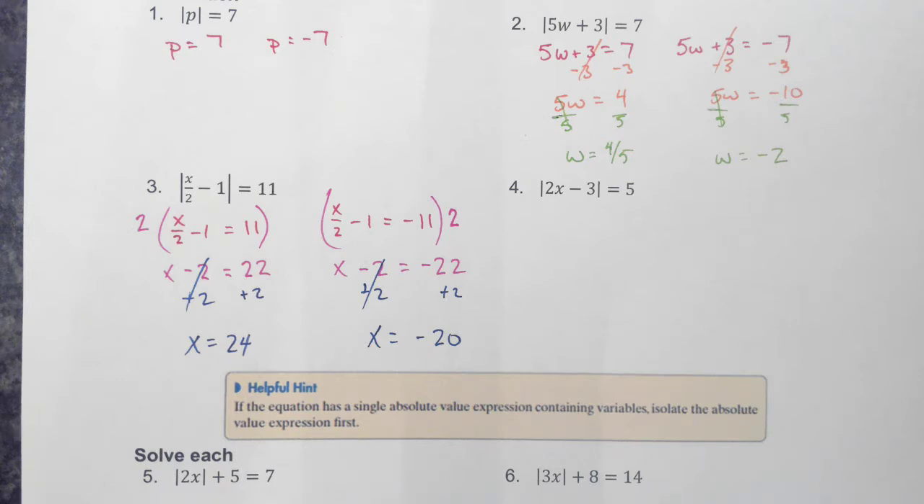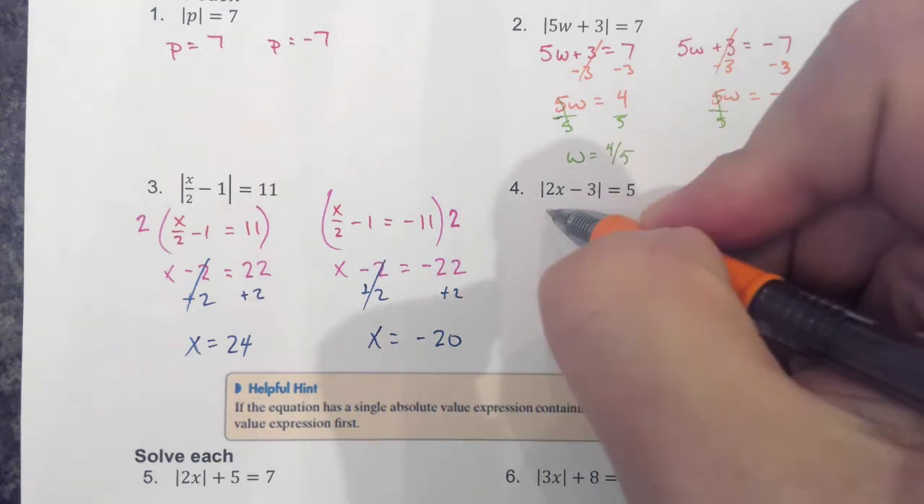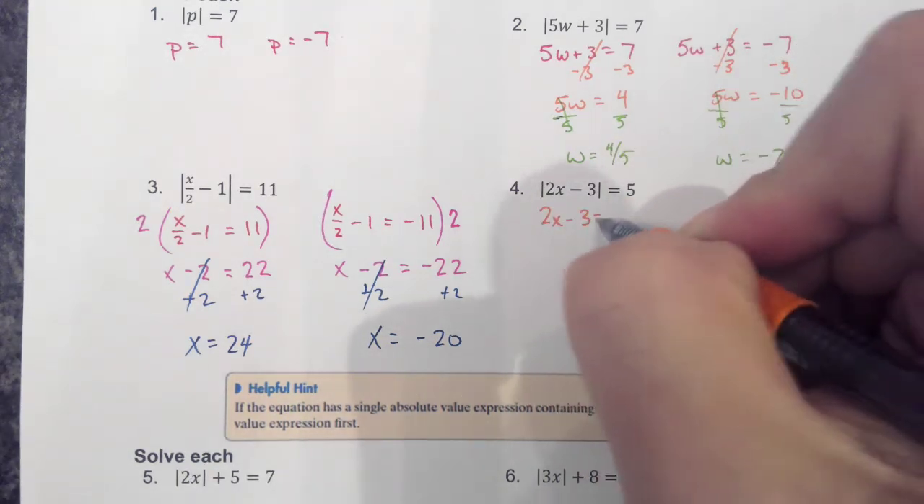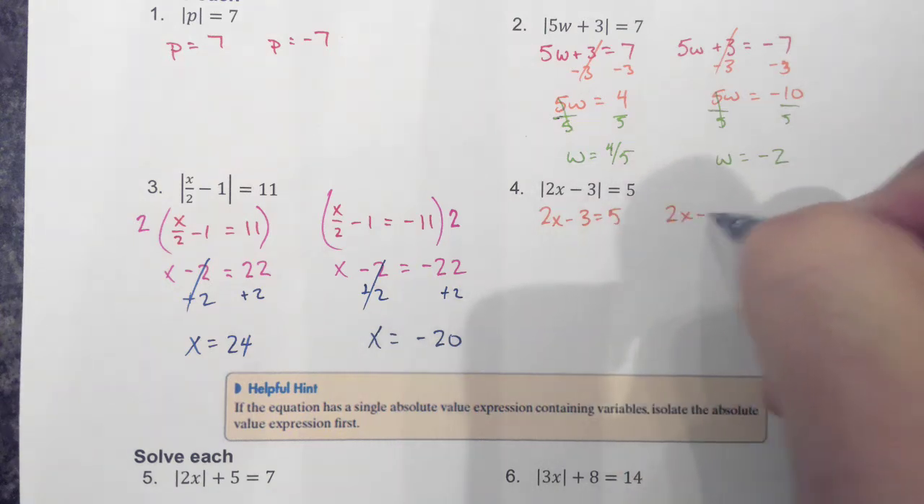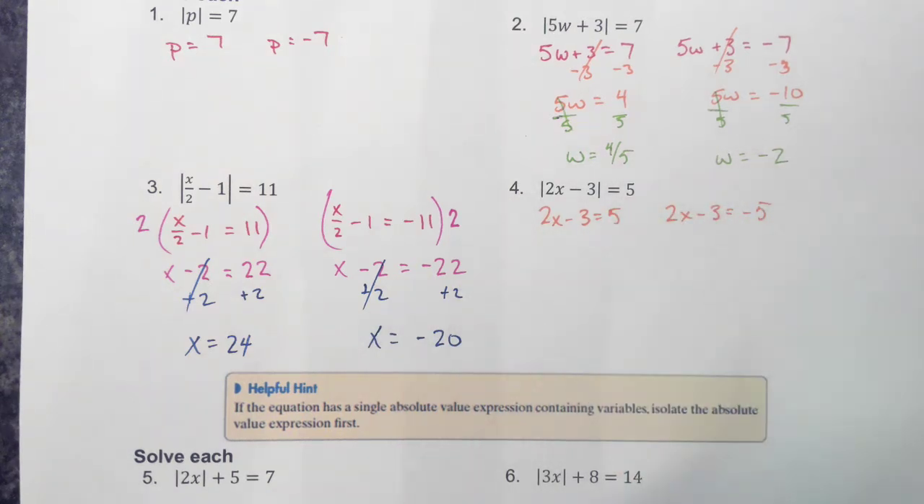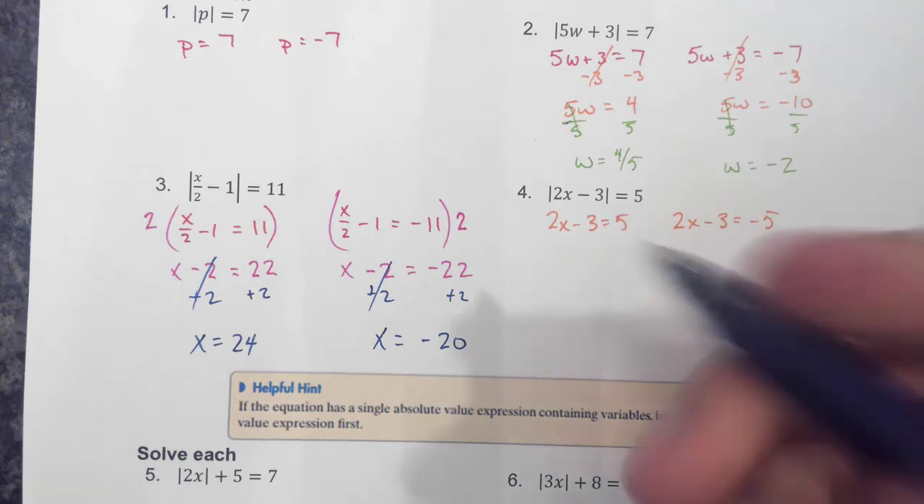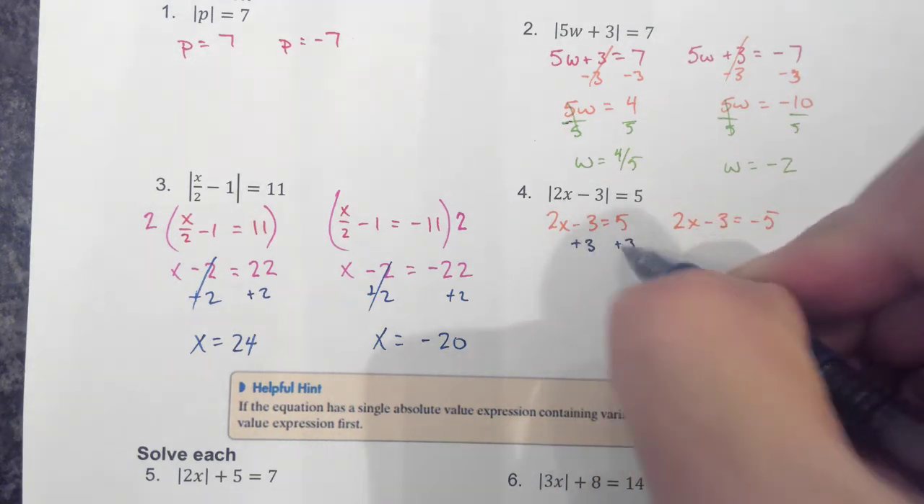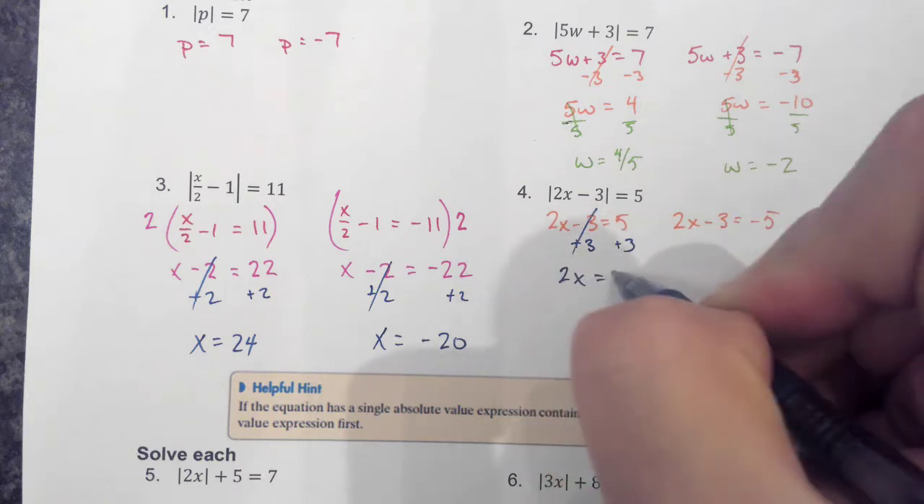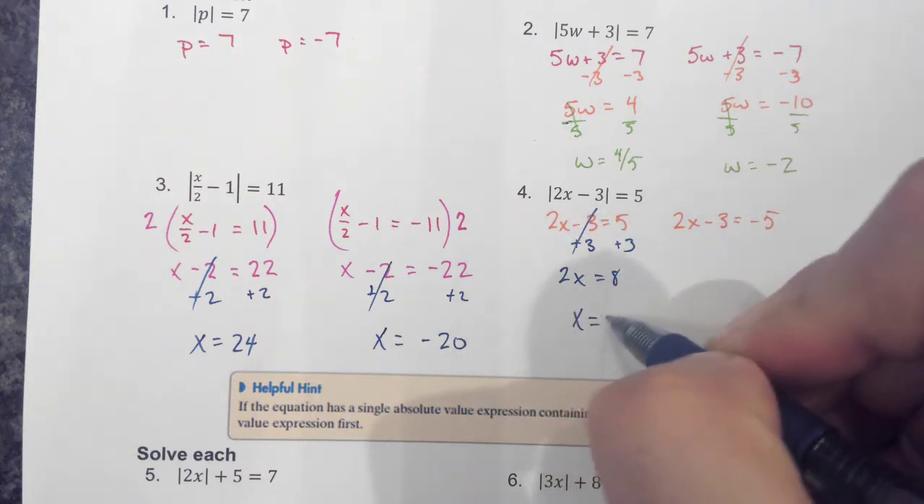Okay, let's see how you did there. First, the absolute value is already isolated. So it's going to be 2x minus 3 equals 5, and 2x minus 3 equals -5. Let's solve that first equation. Add 3 to both sides of the equation, and 2x equals 8. Divide by 2, and x is clearly 4.